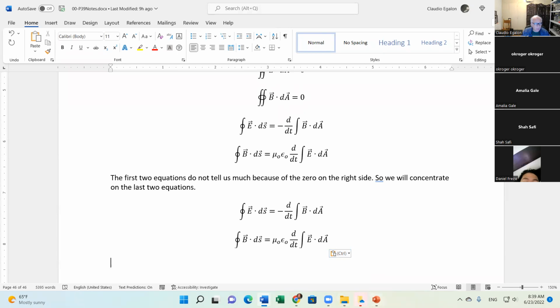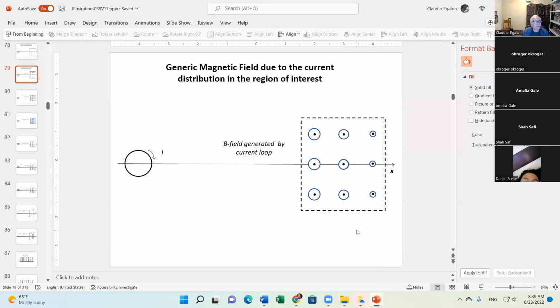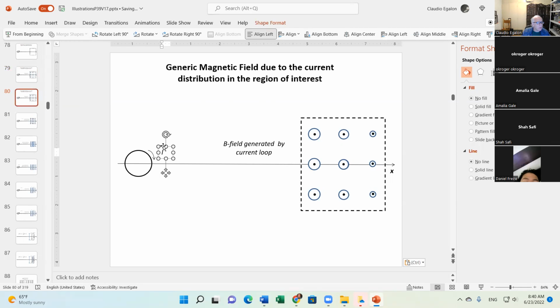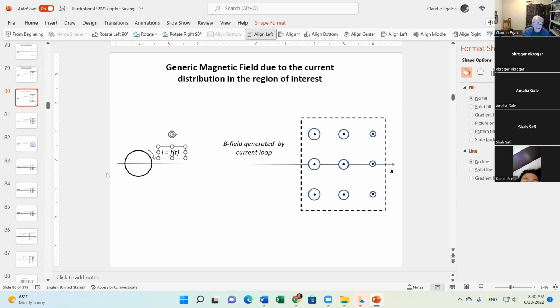Now we know in that region, we have a magnetic field coming out of the page, okay? But there is more. Let's not forget that this current is changing as time goes by, right? This current here is a function of time. I'm going to put it like that because it's bouncing back and forth. Very important piece of information.